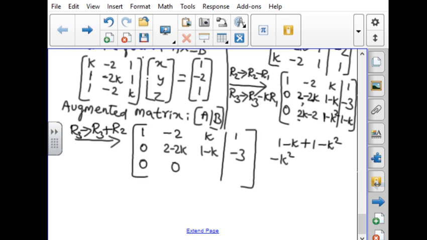Minus k square minus k plus 2. So we have to factorize this to get the value of k. When we want to factorize this, we have to take minus outside. So minus of k square plus k minus 2. Now we need to factorize this. We can factorize easily, that is k plus 2 into k minus 1.